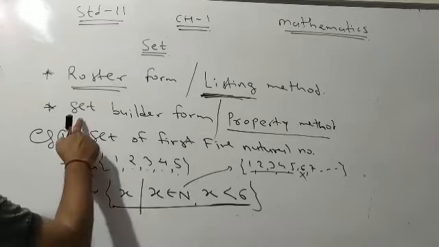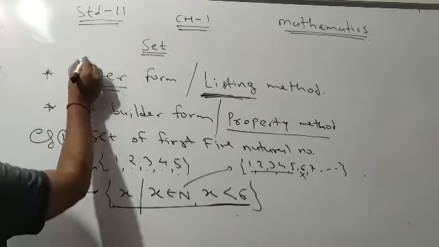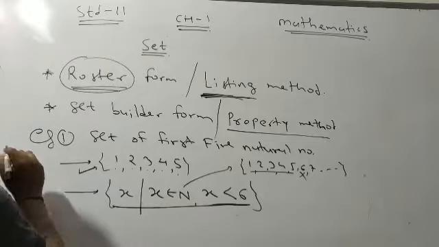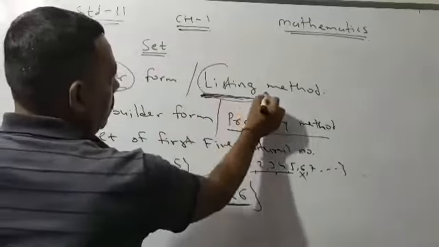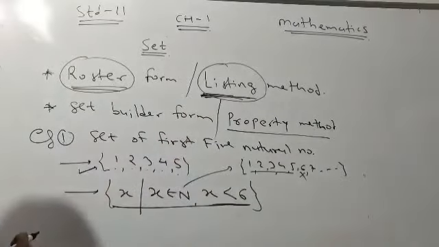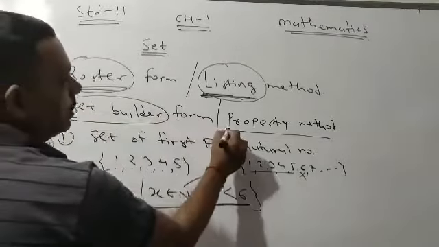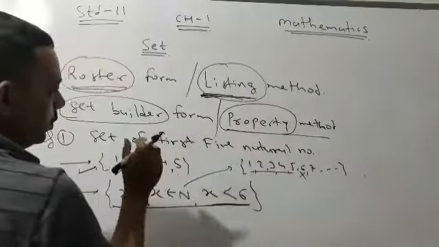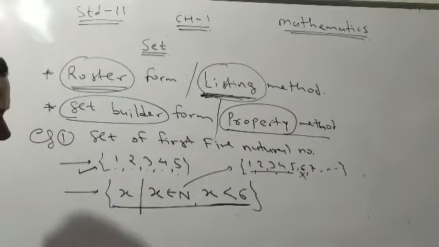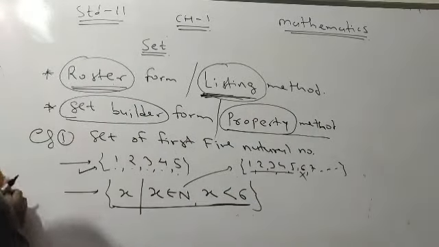So there are total two methods. The first one is roster form, or in other words it is listing method. We can list out the elements. And the second is set builder form, or you can say a common property you can observe from the set and then you can write. For example, I will write another question.